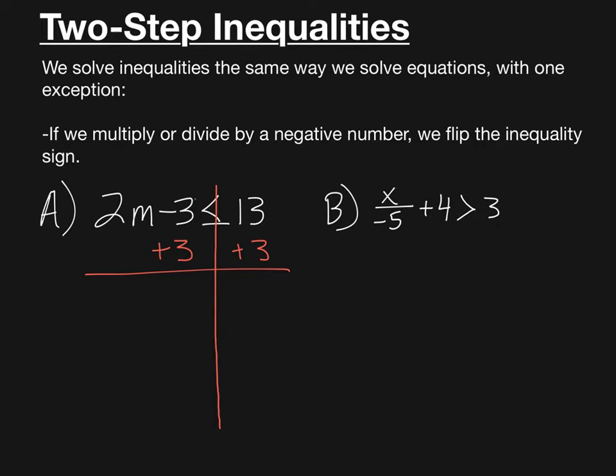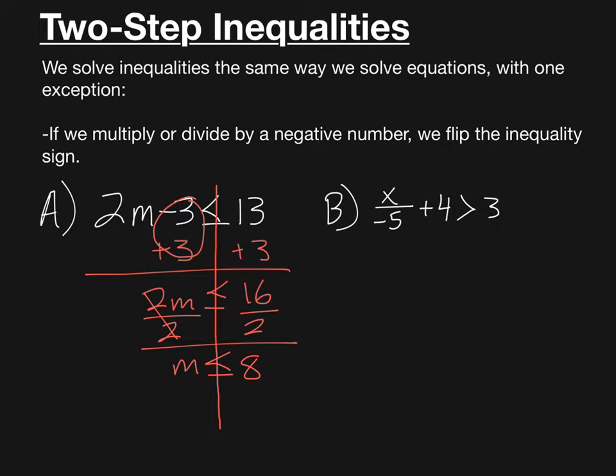So negative 3 plus 3 is 0. We're left with 2m is less than or equal to 16. Now, notice I kept the inequality facing the same way, because so far all I did was add 3 to both sides. I haven't divided or multiplied by a negative number. Now I have 2m is less than or equal to 16. 2m means 2 times m, so I have to do the opposite of times, which is divide. Divide by 2, and we have m is less than or equal to 8. That's it. We have our answer. M is less than or equal to 8.